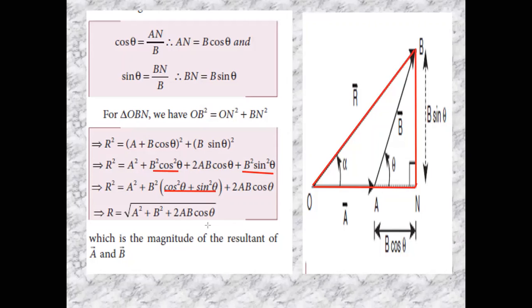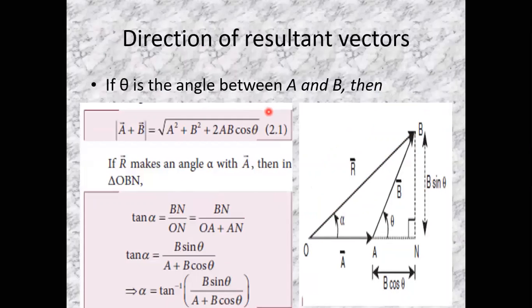Now we have to find out the direction. How to find the direction of the resultant of two vectors. We take the angle as alpha. The angle between the A vector and the resultant is alpha. Now, to find the value of alpha, we are going to find tan alpha.